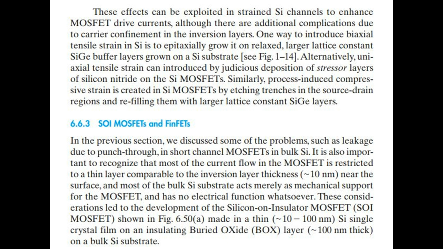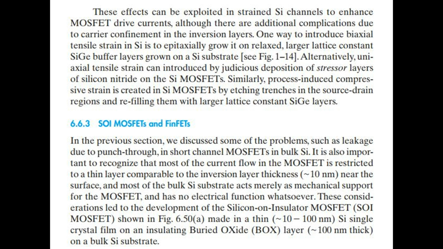One way to introduce biaxial tensile strain in silicon is to epitaxially grow it on relaxed, larger lattice constant silicon germanide buffer layers grown on a substrate, see Fig 1.14. Alternatively, uniaxial tensile strain can be introduced by judicious deposition of stressor layers of silicon nitride on the silicon metal oxide semiconductor field effect transistors. Similarly, process-induced compressive strain is created in silicon MOSFETs by etching trenches in the source drain regions and refilling them with larger lattice constant silicon germanide layers.